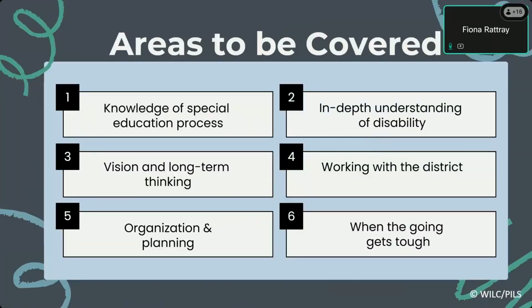Then we'll talk about organization and planning. Good advocacy comes down to being prepared, keeping records, staying on top of timelines, etc. And then we'll address just a couple of pages on what to do when the going gets tough, because it gets tough. Advocacy can be really stressful and emotional and challenging, and I'm sure many of you have experienced that already. So we'll talk about things you can do to stay a bit more grounded and resilient when it gets really tough.